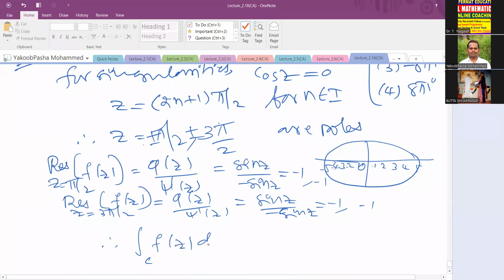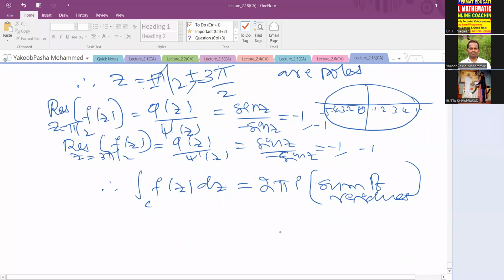Therefore, the integral value we have to calculate: integral of f of z dz is equal to 2 pi i times the sum of residues. The first term is -1, -1, -1, -1. So the sum of residues is -4, and so 2 pi i of -1, -1, -1, -1. This is -8 pi i.